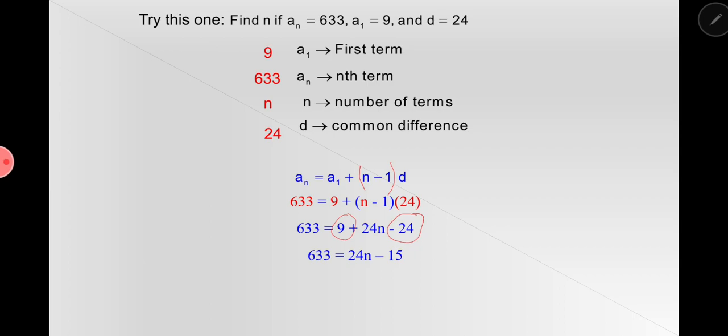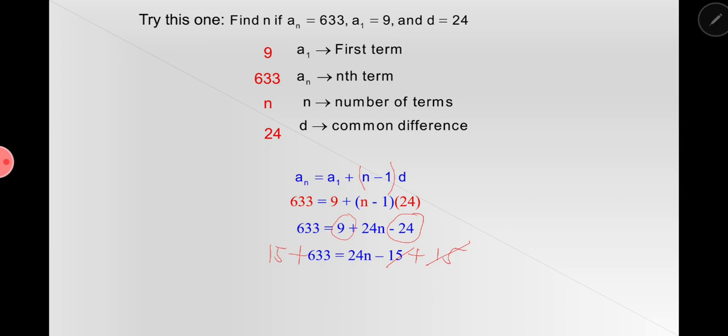So, 24n minus 15. Paano mawawala si negative 15? Again, we add 15. Okay? We also add 15. Kasi kung anong ginawa natin sa kabilang side, siya rin gagawin natin sa kabila. So, negative 15 plus 15, that would be equal to 0. So, ang natira na lang, na-isolate na natin si 24n.